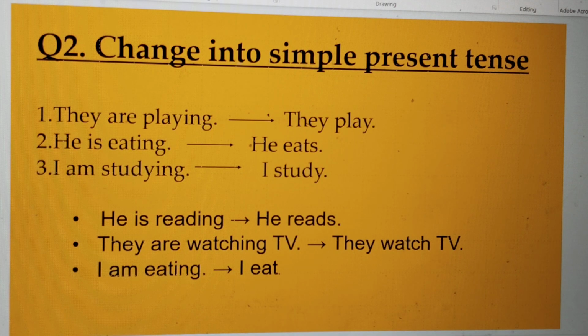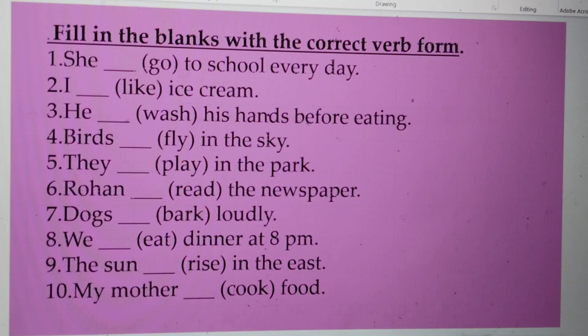Let's see some more examples. So she dash go to school every day. It will be she goes to school every day. I like ice cream. With I, it is always like. So we will use I like ice cream. He wash will become washes. He washes his hands before eating.